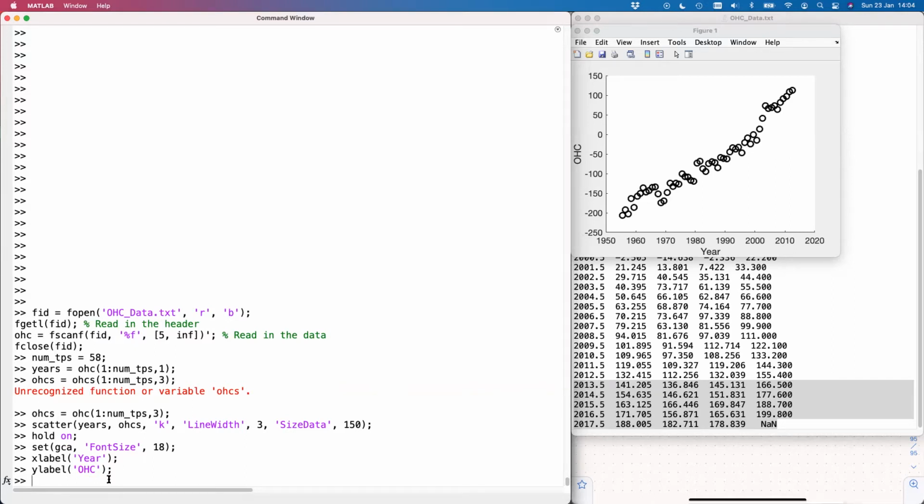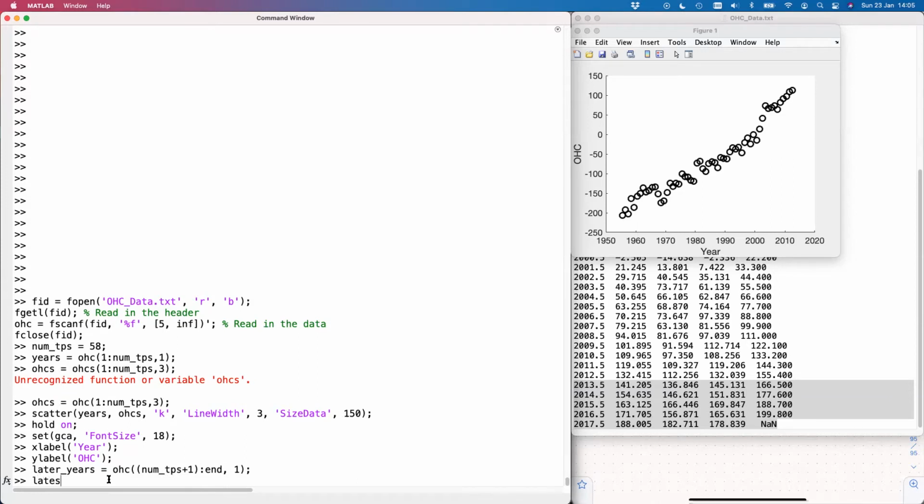So then I'm also going to extract those last 5 years worth of data. I'll call them later years. So they're going to be later than the data that we use for fitting the models. So it'll be our number of time points plus 1 up to the end of that array. So the first column then is just the years. And I'll call them later OHCs. The same thing.